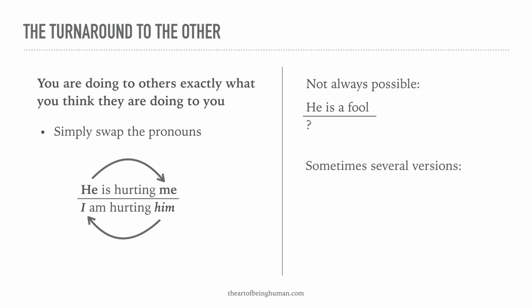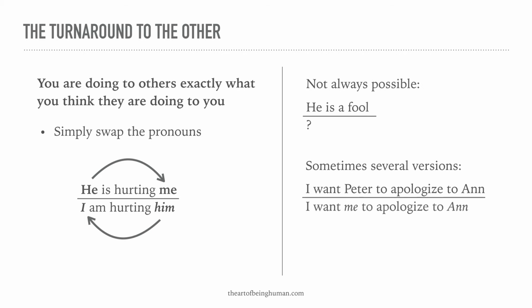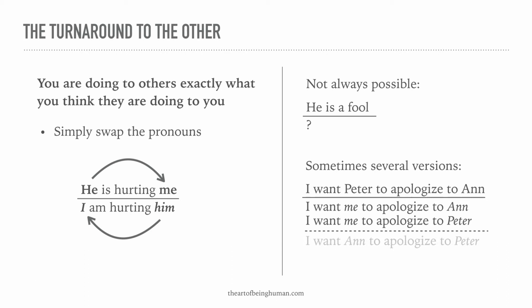At other times, however, this turnaround comes with several variations. Take the one-liner, "I want Peter to apologize to Anne," which can be turned around to "I want me to apologize to Anne," and also "I want me to apologize to Peter." In theory, you can also do "I want Anne to apologize to Peter," or "I want Peter to apologize to me," but both of these examples are in other people's business.